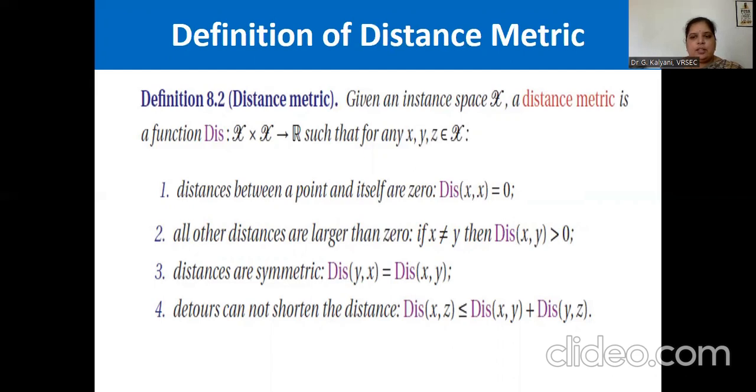And the fourth property is, if we are evaluating the distance between two instances X and Z, it should be less than or equal to the distance between X and Z by considering Y as intermediate. That is, distance between X comma Z is always less than or equal to the distance between X and Y plus distance between Y and Z.